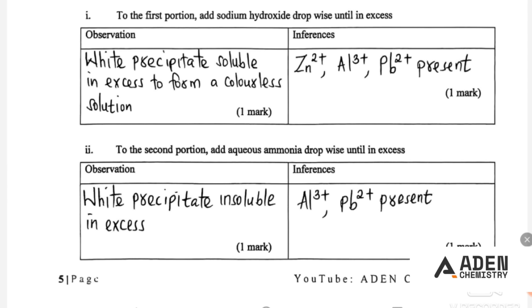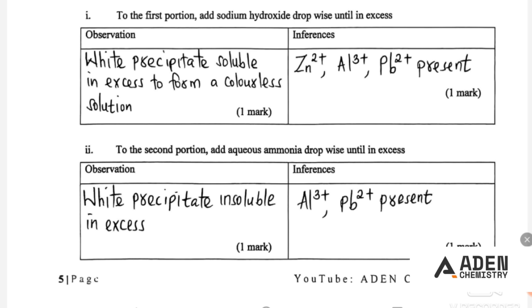So let's go to Roman 1, the first portion. We are told to add sodium hydroxide dropwise until in excess. We have several expected observations, but the one we are predicting is white precipitate soluble in excess to form a colorless solution. If we see this observation, that means zinc 2 ion, aluminum ion, and lead 2 ion are present. That is ZAP present.